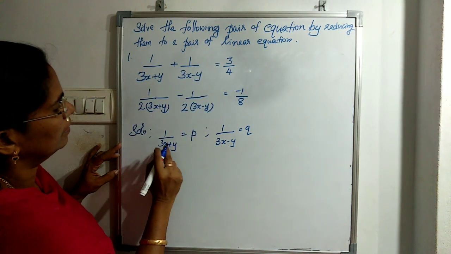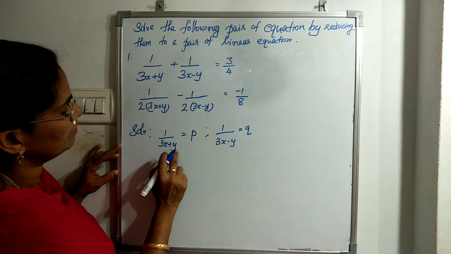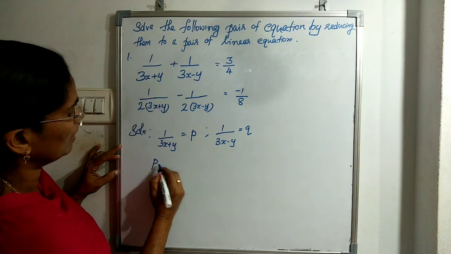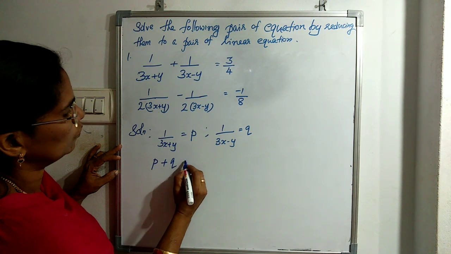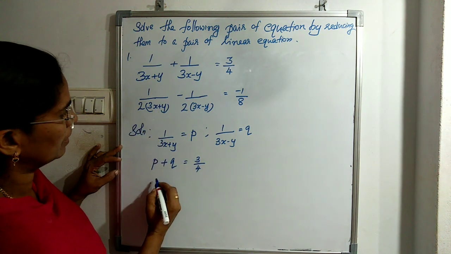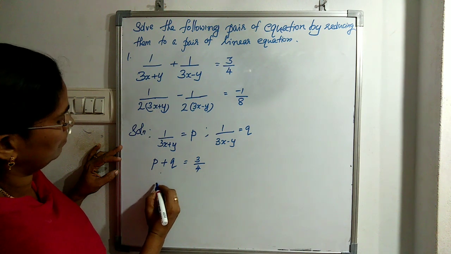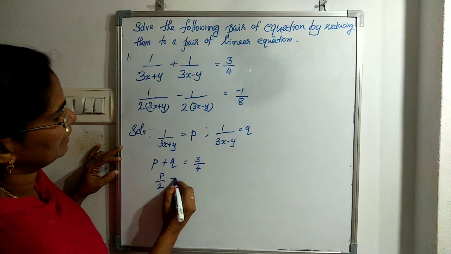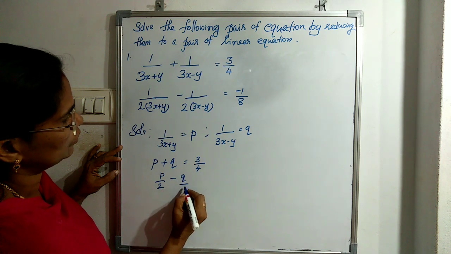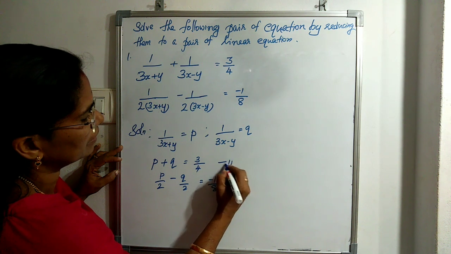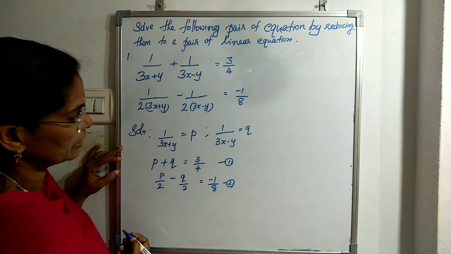Instead of 1 by (3x plus y), equal to p, here it becomes p plus q is equal to 3 by 4. And the second equation becomes 1 by 2 p, or p by 2, minus q by 2 is equal to minus 1 by 8. We can write these as equation 1 and equation 2.